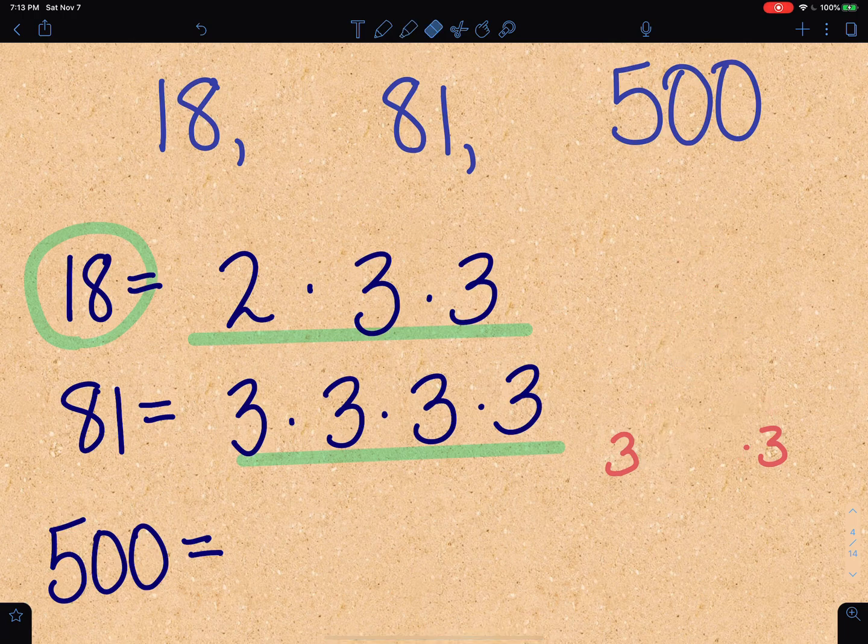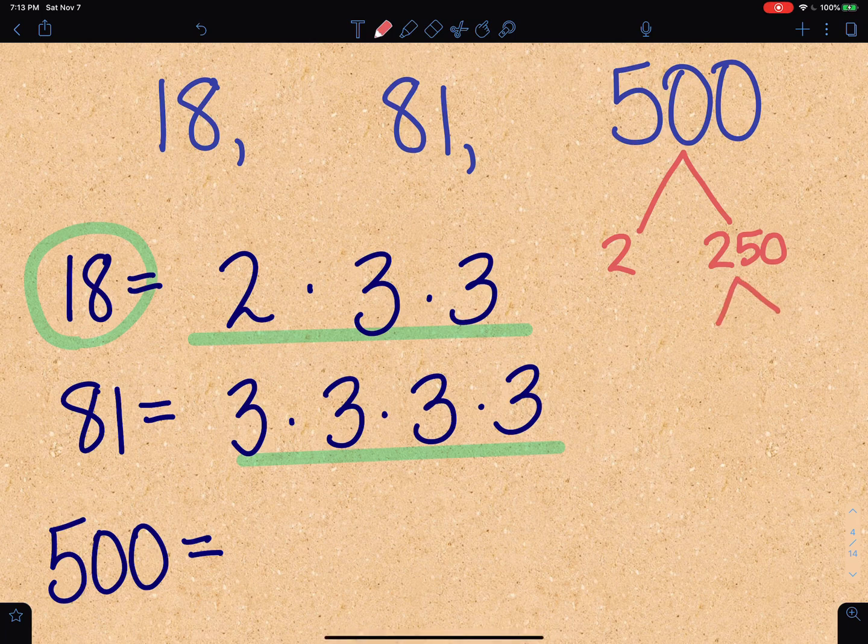Now I'm going to do that with the number 500. If I don't know where to start, let's just divide it in half. 2 and 250. Now I know that 250 can be divided in half because it's an even number. So that'll be 2 and 125. Now 125 cannot be divided in half anymore because it's an odd number, but 5 goes into it, right? So 5 would go into it how many times? Let me get a calculator just because I hate when I make a mistake and then I have to go back and fix it. So it's going to be 5 times 25.